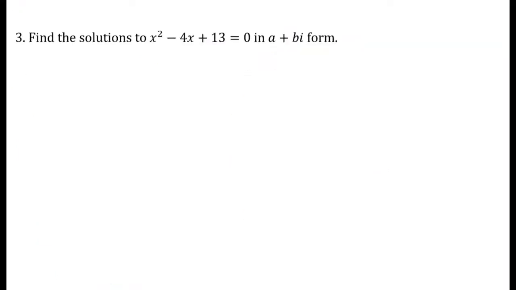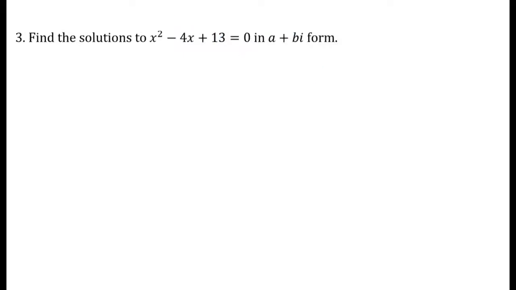Why do we care about these complex numbers? We care about these complex numbers because they're going to help us solve every single quadratic equation now. Before, sometimes we gave up when we solved quadratic equations because we ended up with square roots of negative numbers. But we don't need to worry about that anymore. So find the solutions to x squared minus 4x plus 13 equals 0.